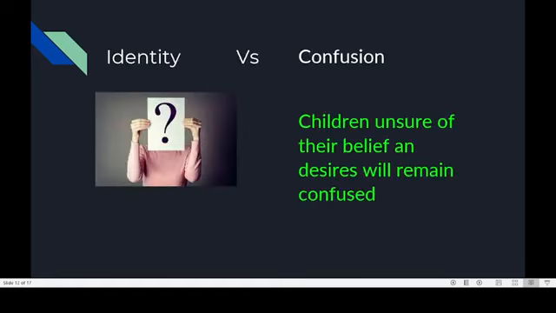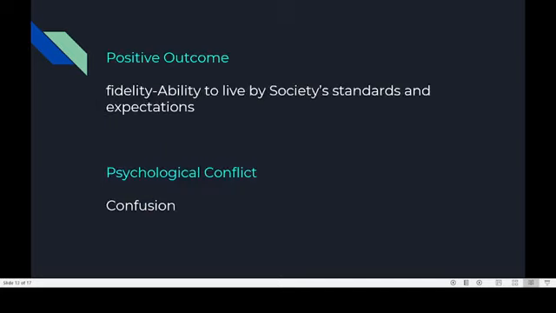This is the next stage, identity versus confusion. This takes place during the turbulent teenage years, where the child has to develop their own identity by understanding their beliefs and desires, which helps them understand who they are and what they need to do. When children are not sure about their beliefs and desires, they remain confused. The positive outcome is that fidelity develops, which is the ability of the person to live as per the society's standards and expectations. And the psychological conflict is confusion.